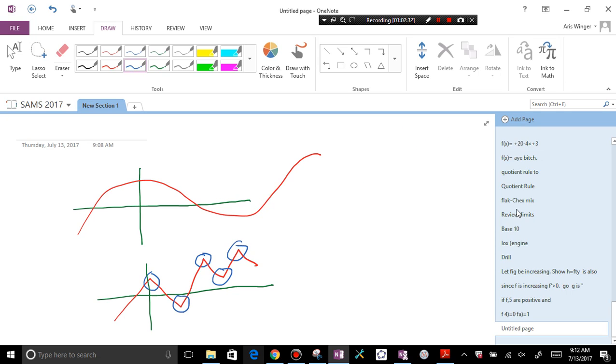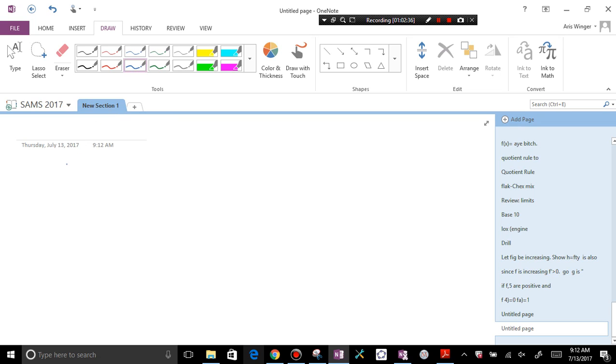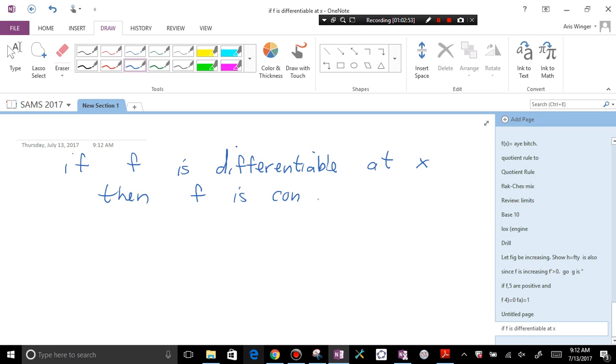All right, so here's something that we know. If f is differentiable at x, then f is continuous at x. Questions about that? The proof of that is not that difficult.